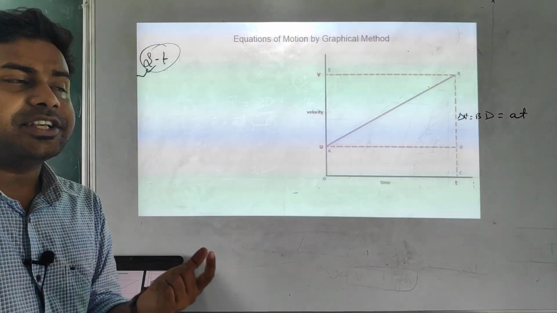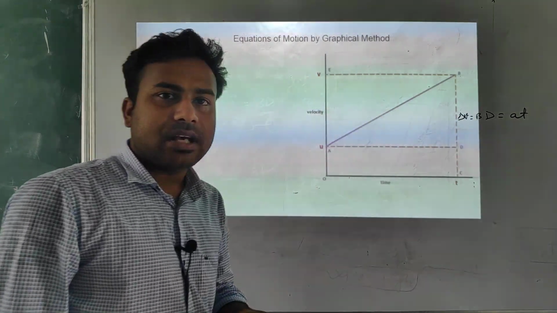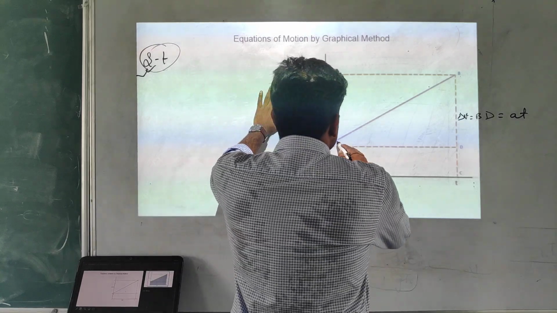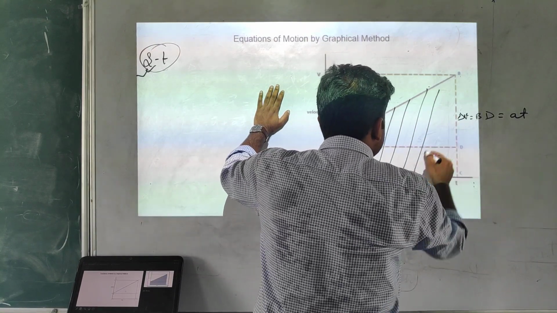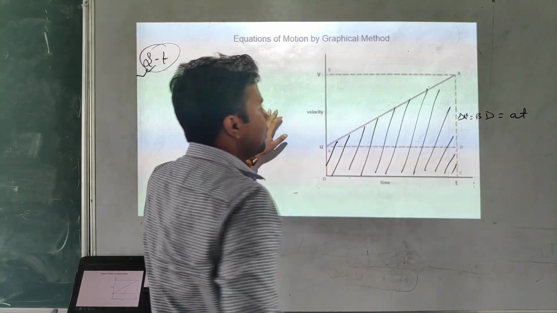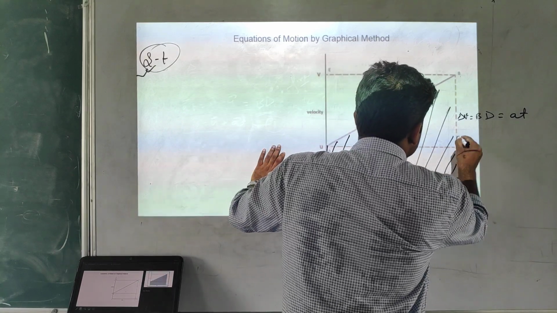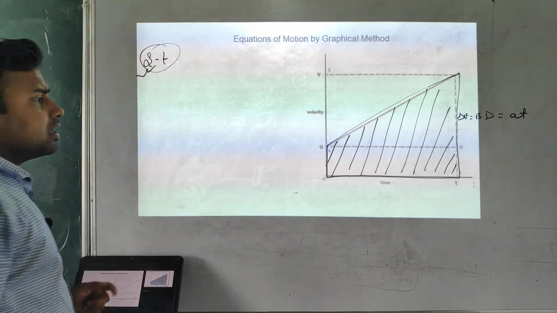Area under the VT graph gives us the total displacement traveled in that time interval. So this shaded area actually gives us the area bounded in this trapezium. Look at this. This is giving us a displacement.